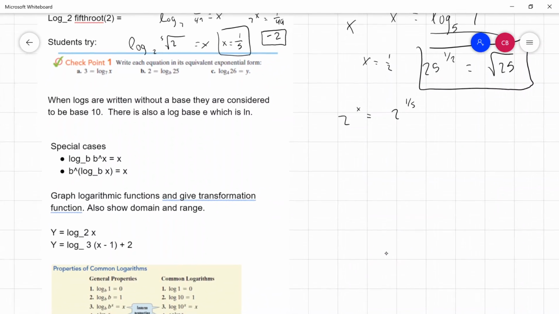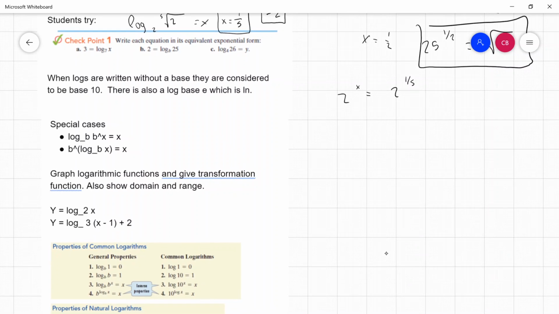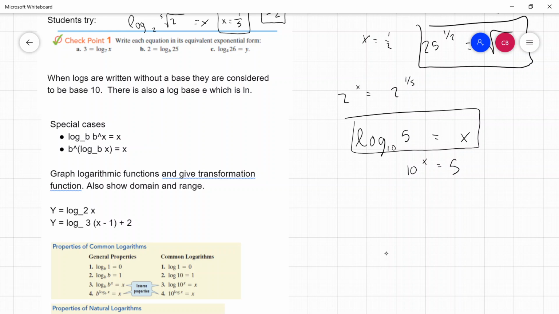When logs are written out without a base, we consider them base 10. So keep that in mind. If I just write log 5 is equal to x, then what I'm saying is 10 to the x is equal to 5. Okay, so this is considered to be base 10 if there's nothing written there. That's just by default. Special cases, if we have log b to the x is equal to x.